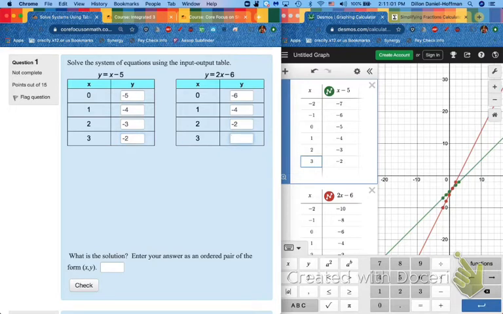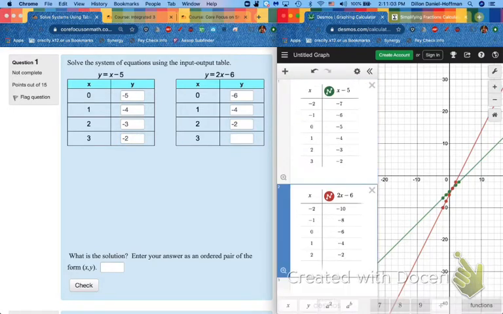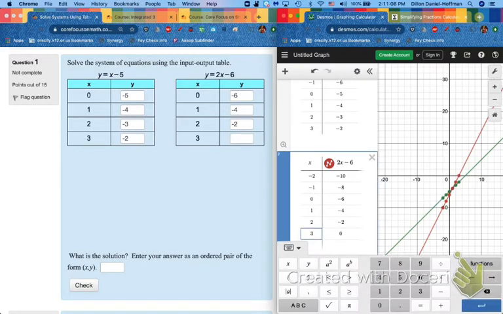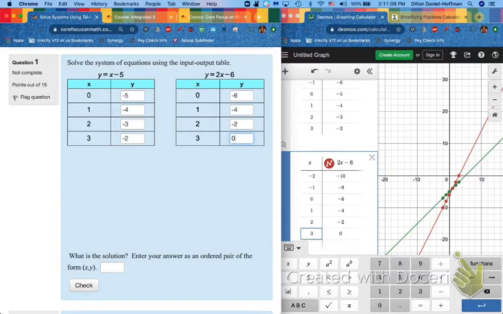And here, do the same thing. Type in 3. And it gives me 0. So once I fill out my table, that was super fast. Then I just compare where they cross. 0, -5, 0, -6. 2, -3, 2, -2. But look in the middle. 1, -4 matches 1, -4.